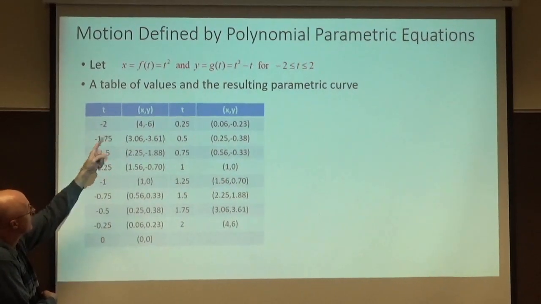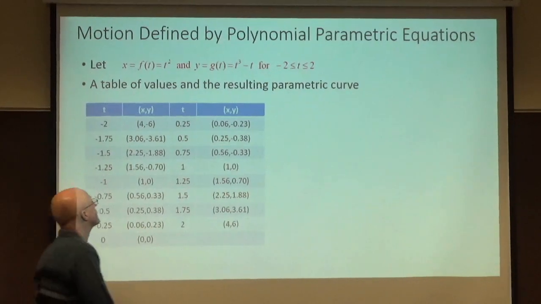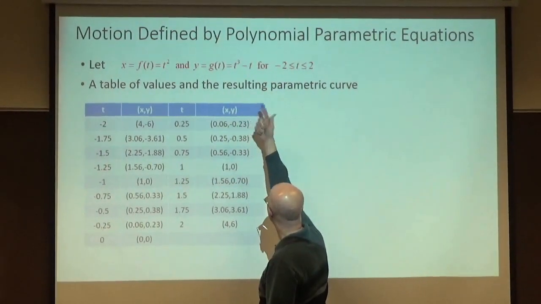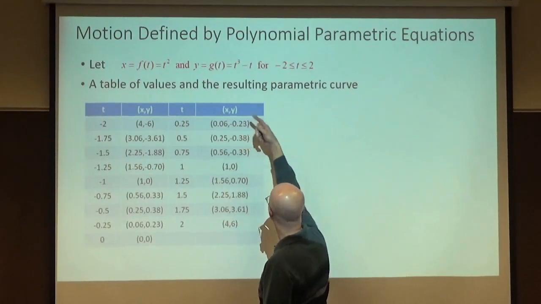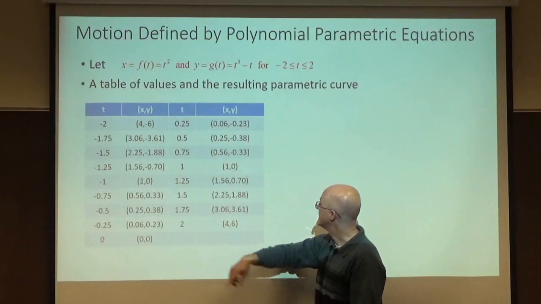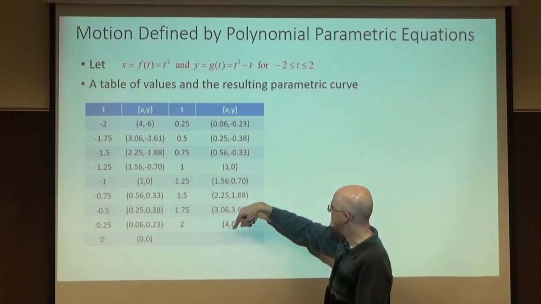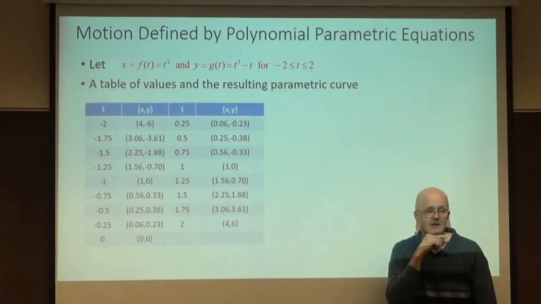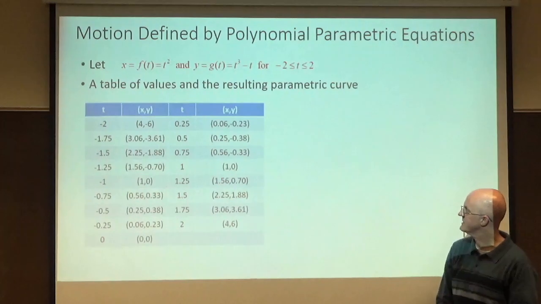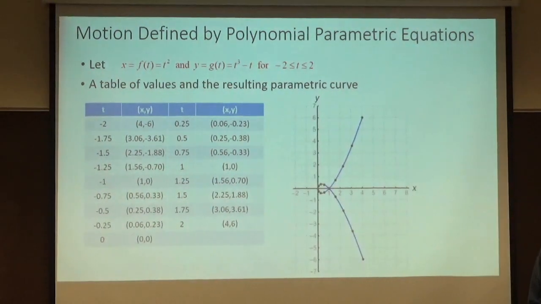The y-coordinate is a bit more complicated. t cubed minus t. Let's just check that for t equals -2. -2 cubed is going to be -8. Minus -2 is -8 plus 2, which is -6. When t is +2, I get 2 cubed minus 2. 8 minus 2 is +6. And you can check the other values. And again, I'm rounding to 2 places after the decimal. And here's the picture. Nice symmetric picture.